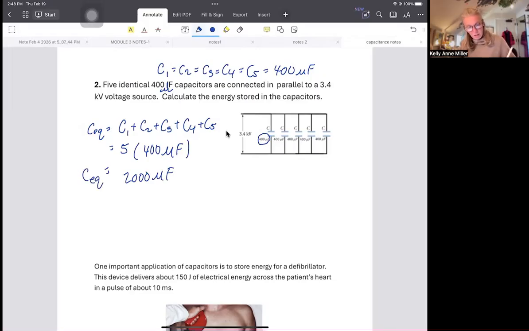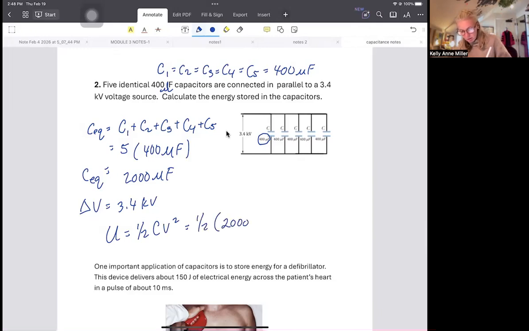And we know that the voltage supplied by the battery is 3.4 kilovolts. To calculate the total potential energy on all of those capacitors, we're just going to use the formula 1/2 CV squared, because we have both C and V. So that's 1/2 times 2,000 microfarads times 3.4 kilovolts squared, which is going to equal 11.6 kilojoules. That is how much energy would be stored on all 5 capacitors when they're connected in parallel like that.